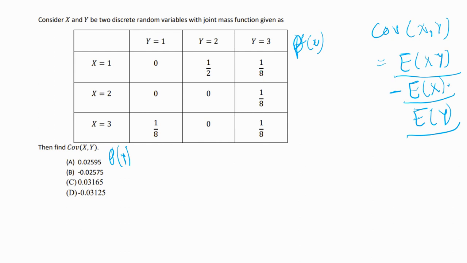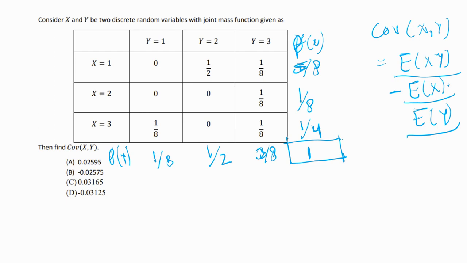So this one is 1 by 2, 1 by 8, then 5 by 8. This one will be 1 by 8, this one will be 2 by 8, so 1 by 4. This one is 1 by 8, this one is 1 by 2, this one is 3 by 8. Now it's a summation, you can check this. Now to find the expectation of x, can you do that on your own?